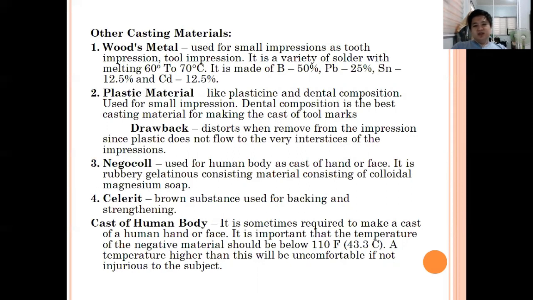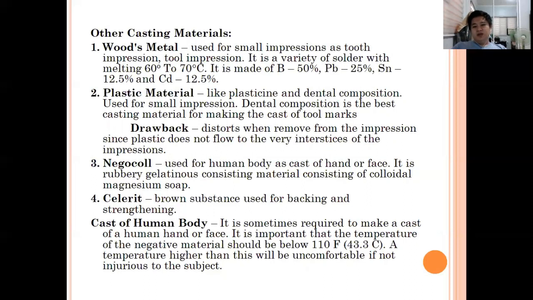For plastic material, that is plasticine, for dental composition used for small impressions. Dental composition is the best casting material for making the cast of tool marks. The drawback is that it distorts when removed from the impression, since plastic does not flow into the very intense size of the impression. So commonly that is the problem if you are going to use plastic cast material. It will not go into the specific or small parts of the impression, so it will not really copy the marks that are embedded on the soil. So commonly, plastic material is not really used as casting material, as well as wood metals.